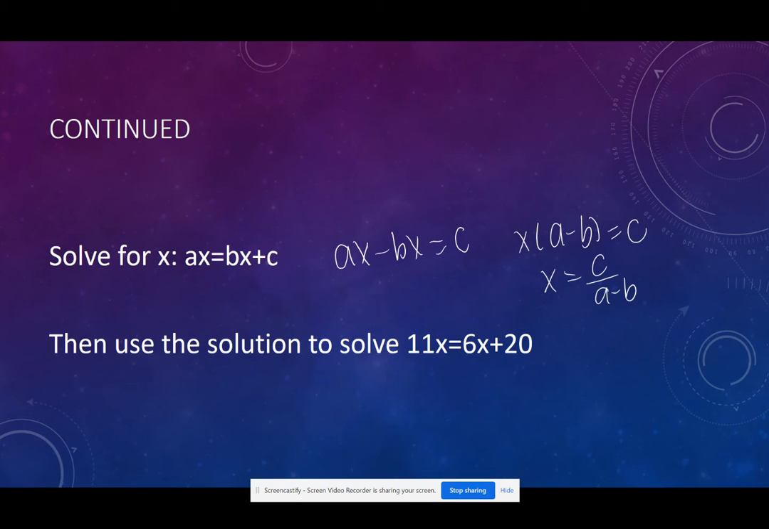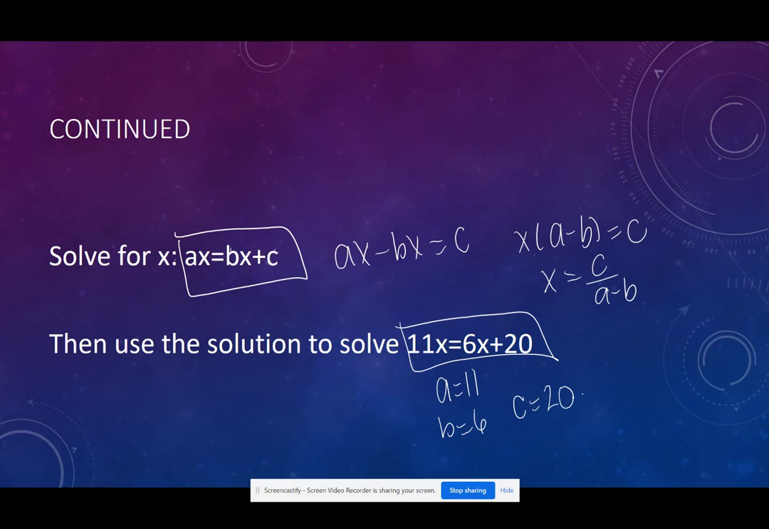And then I want to use that to solve 11x equals 6x plus 20. So we look. It looks like this. This looks exactly the same, but instead a, b, and c are filled in. So just looking, we can see a is 11, b is 6, and c is 20. And we're going to plug them into here.